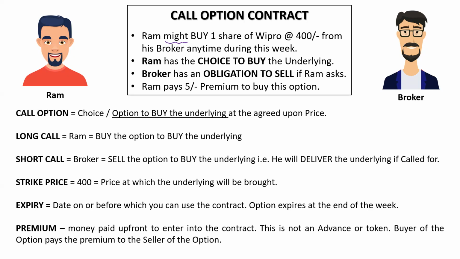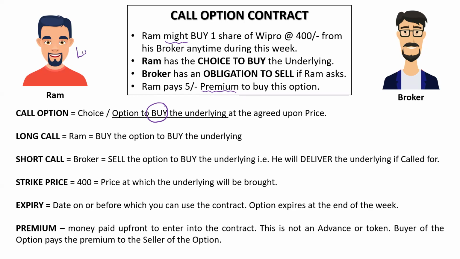Now, because this is a tricky contract in which one party has a choice and the other party has an obligation, the person who has the choice pays a premium to the person who is selling this option. So Ram is buying the option. He is paying a premium of 5 rupees to the broker. The broker is selling the option. This option is a call option. Call means it is an option to buy the underlying. So call means buy. We will always refer to the call option as an option to buy the underlying, a particular asset at the agreed upon price. The price is also set today only.